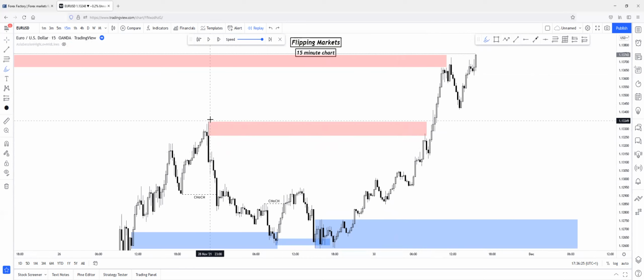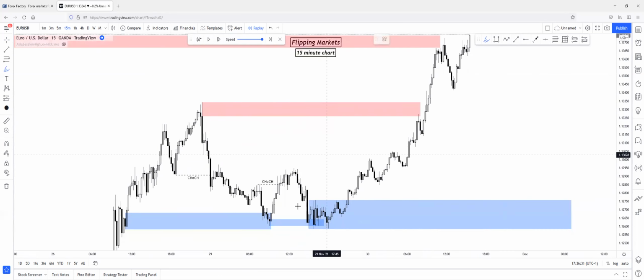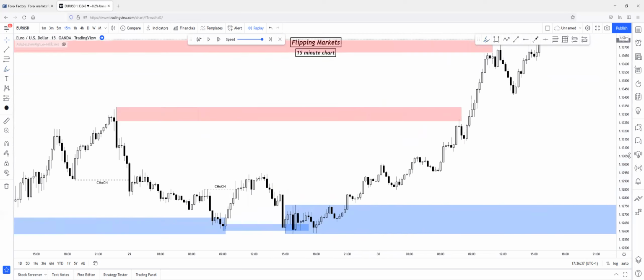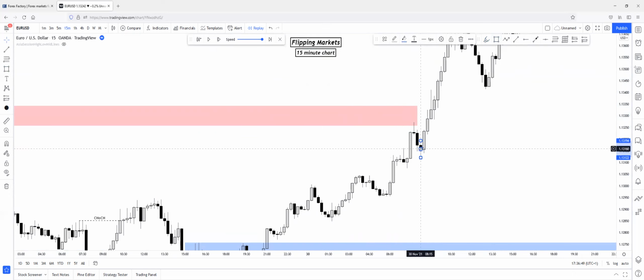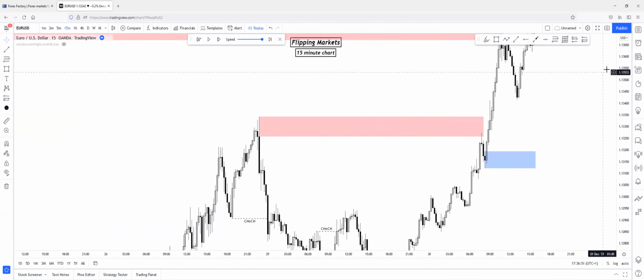So, as I told you, this supply zone changed character to the downside first here. And as you can see, after the demand change of character, price started to form a series of higher highs and higher lows and tapped into this supply zone. Okay, let's focus on that region. Price tapped into this zone, did a reaction, rejected on that zone, and after the rejection, it just blew to the upside and created this demand zone. So this will be our 15-minute flip zone.